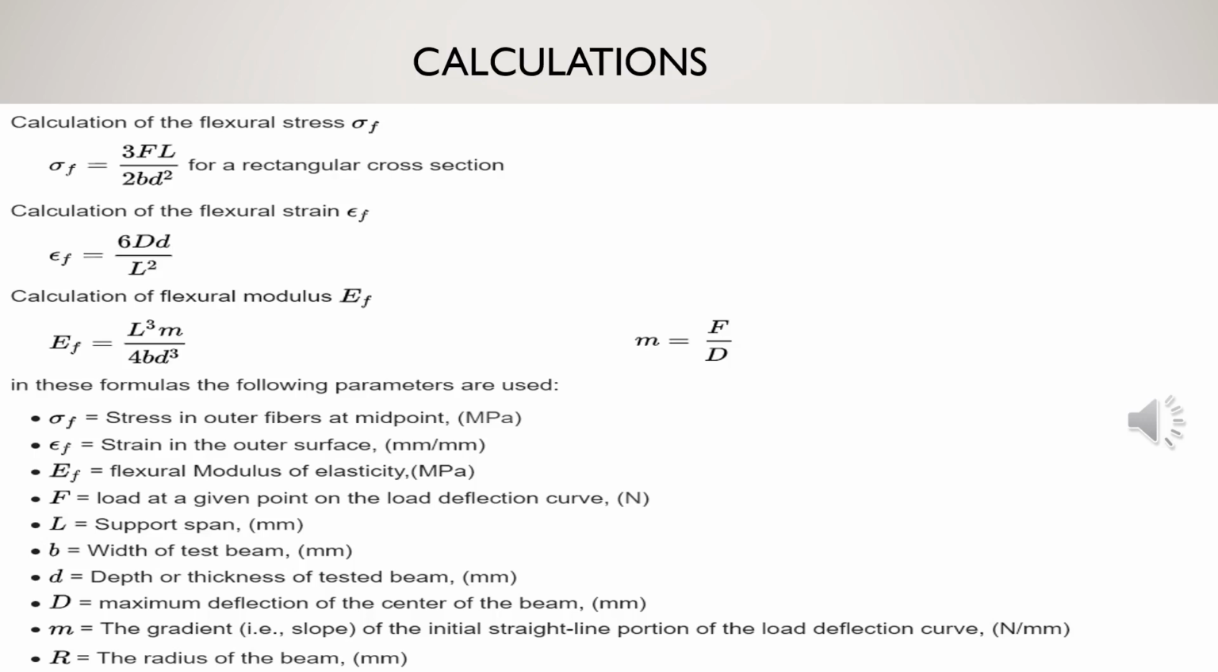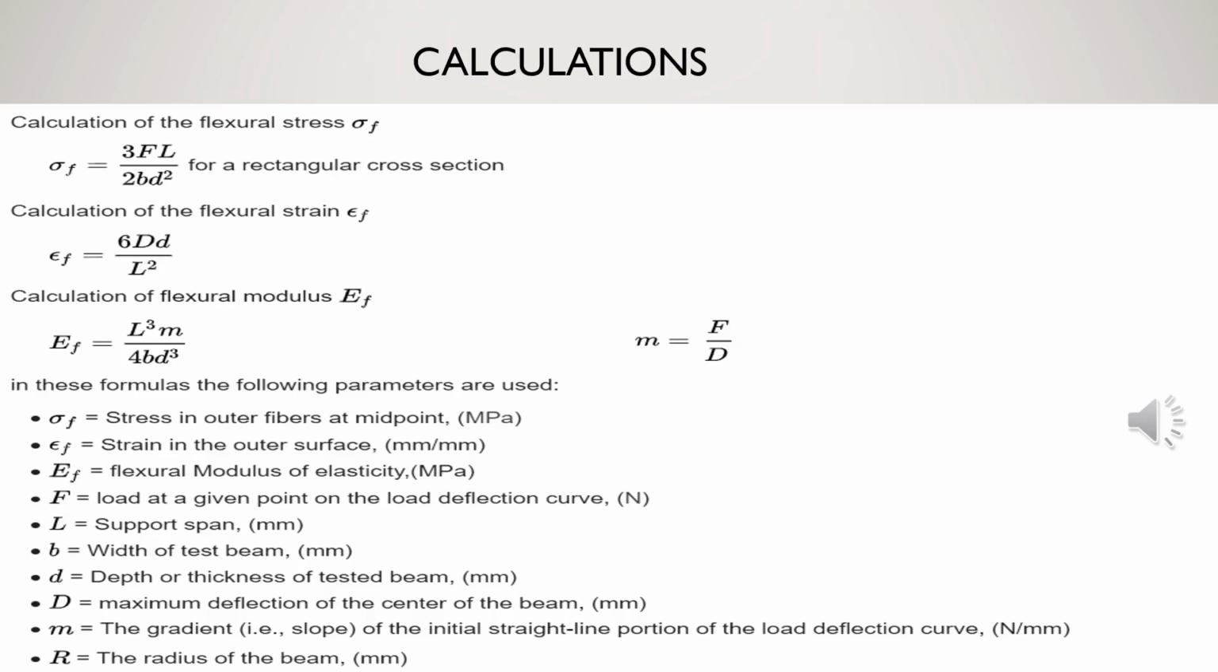Sigma F is the stress in the outer fiber at the midpoint, and epsilon F is the strain in the outer surface, and EF is the flexural modulus of elasticity. F is the load at a given point on the load deflection curve, and L is the support span.